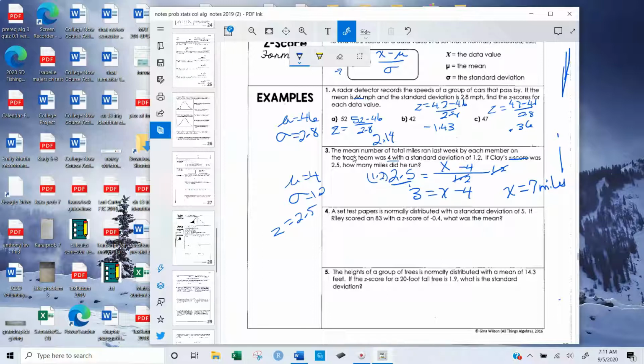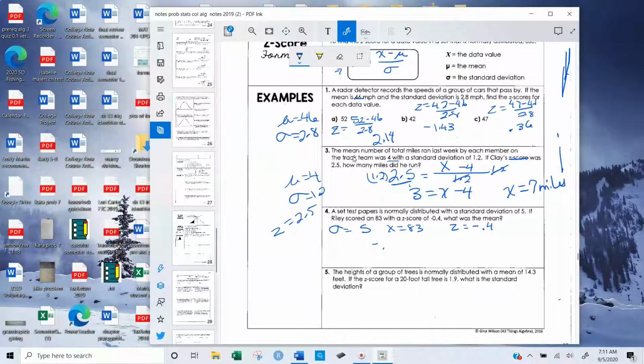Okay, try this one if you didn't do well in that one. Standard deviation of 5, so we know sigma is 5. Riley scored 83, so x is 83. He's got a z-score of negative 0.4. I'm asking you to find the mean this time. So I can ask you to find any one of those variables, and that's all it's doing. Do you remember how to do your math?